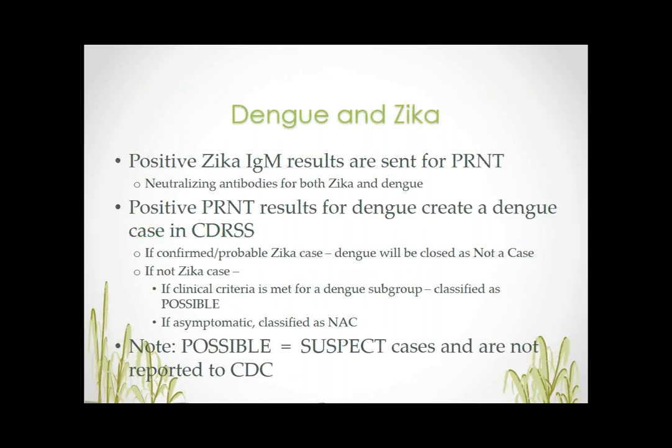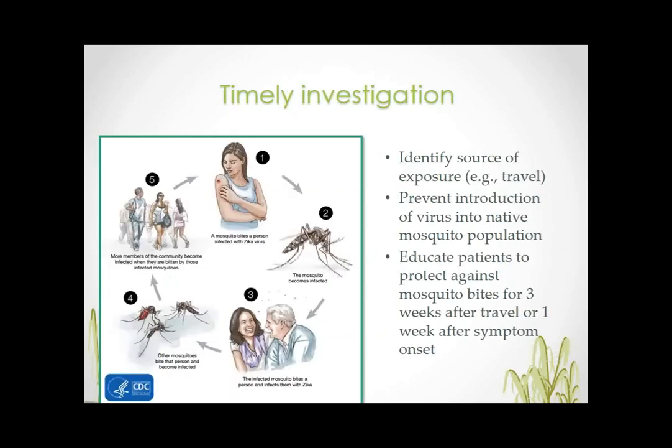When Zika testing is performed after a positive IgM result for Zika, a PRNT, or plaque reduction neutralization test, is run for antibodies against both Zika and dengue. If the PRNT is positive for dengue, it will create a dengue case in CDRSS. So currently, CDS is reviewing and classifying these cases. They are not reported to CDC, and they are not included in New Jersey case counts.